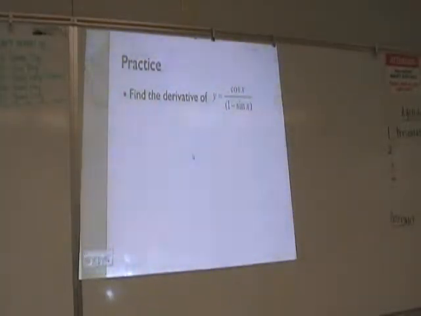Okay, if you forgot what the quotient rule is, remember low D high minus high D low, all over low squared.